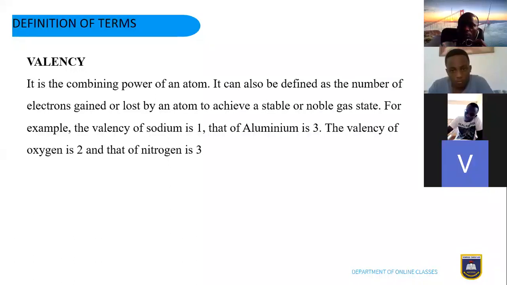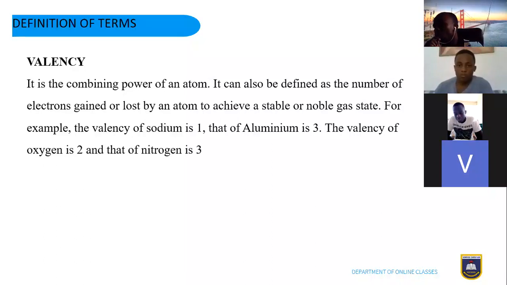So valency for aluminium, 3. Valency for nitrogen, 3. But the charge for aluminium is +3. And the charge for nitrogen is -3. That's the difference between charge and valency. Once you get the charge, the absolute value without the sign gives you the valency.